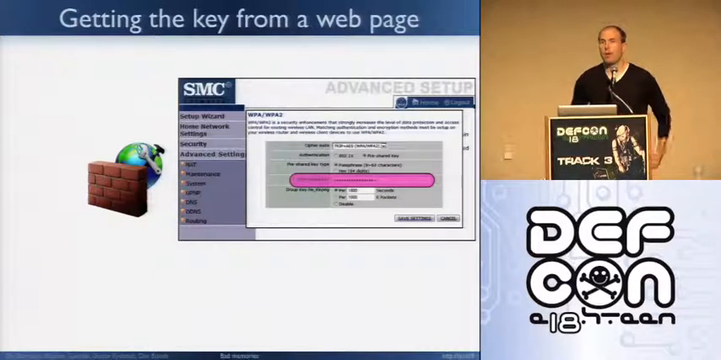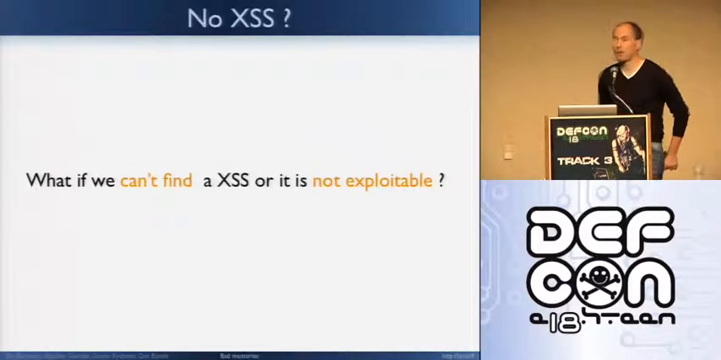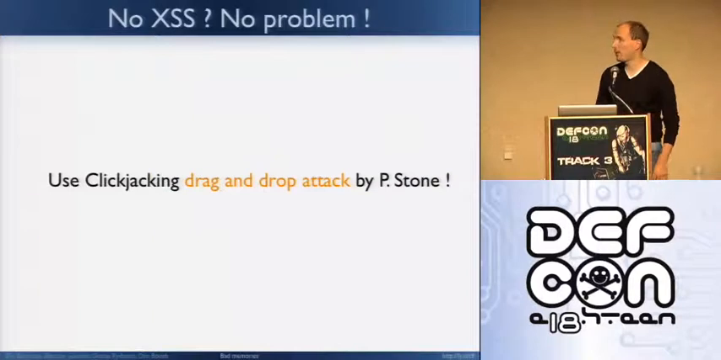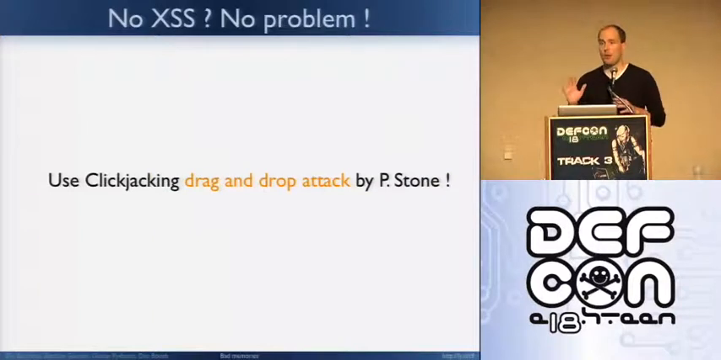So you might wonder, what happens if you can't find an XSS vulnerability? Well, there are 2 things for you here. The first is you can use clickjacking, and we found that most routers do not have any clickjacking defense, so you can use a trick found by Paul Stone, shown at Black Hat Europe 2010, which is drag and drop clickjacking.